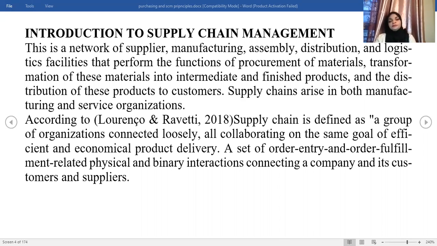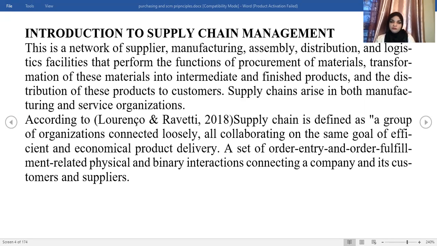According to Ravethi 2018, he defined supply chain management as a group of organizations that are connected loosely and ensure collaboration between those groups. The main goal for those groups is to ensure they are able to produce products more efficiently and deliver the products to the customer. So efficiency is very key. And when you have efficiency, at the end of the day it means the organization is more effective and customers or suppliers are not complaining in any way to that organization.